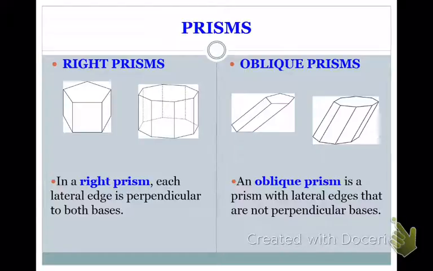So you can see the bases here are pentagons, but the lateral edges don't make a 90 degree angle. Here, they make a 90 degree angle in a right prism. Here, they don't. So that would be an oblique prism. If it's slanted or tilted, then it's an oblique prism. Everybody understand the difference? All right.